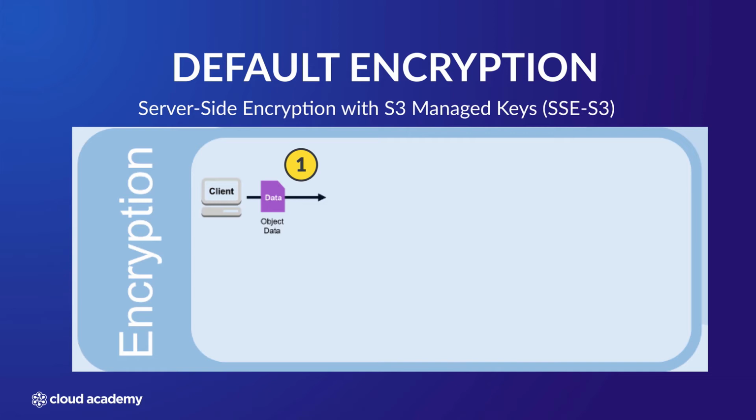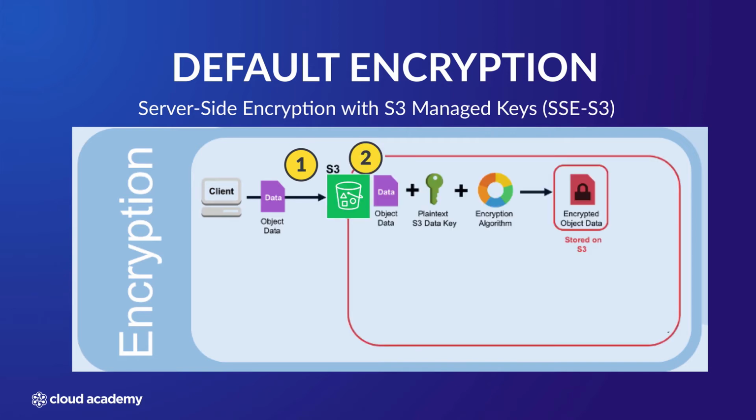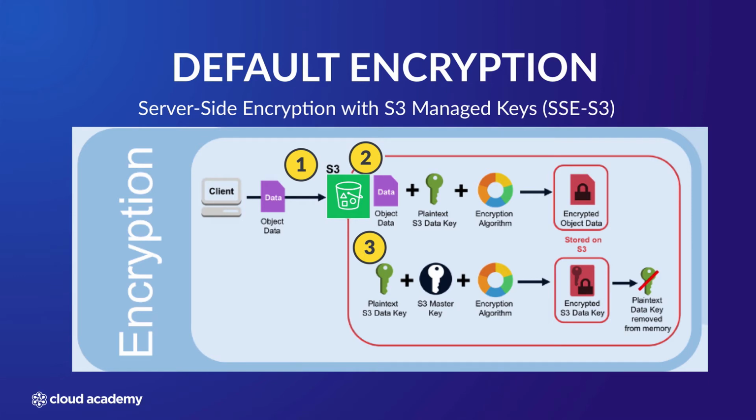For the encryption process, firstly, a client uploads object data to S3. S3 then takes this object data and encrypts it with an S3 plaintext data key, and this creates an encrypted version of the object data, which is then saved and stored on S3. Next, the S3 plaintext data key is encrypted with an S3 master key, which creates an encrypted S3 data key. And this encrypted data key is then also stored on S3 and the plaintext data key is removed from memory.